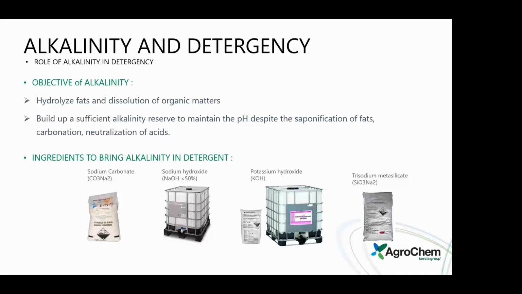A couple of types of products that are used in alkalinity: sodium carbonate, sodium hydroxide, potassium hydroxide, and trisodium metasilicate. Our traditional detergents are using the sodium hydroxide, so in our AgriClean products, we're using sodium hydroxide in this case, along with our surfactant package and conditioners packages in that.